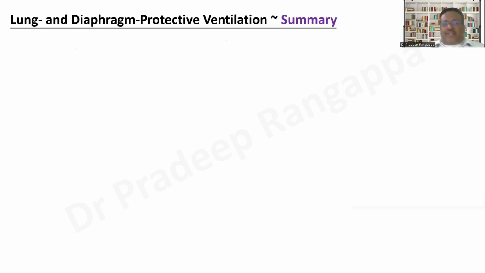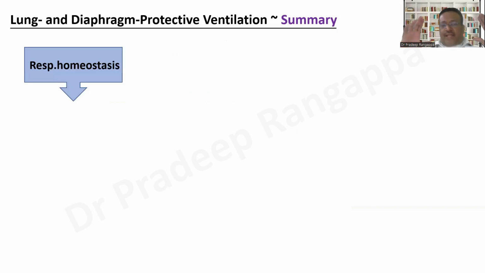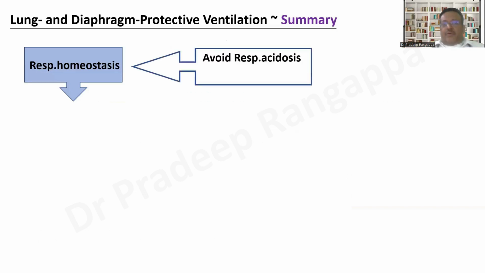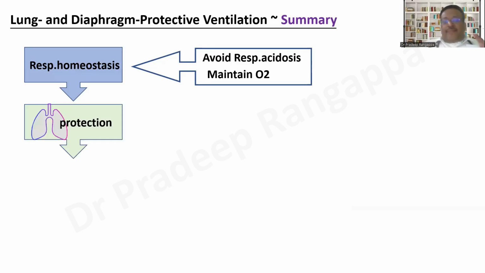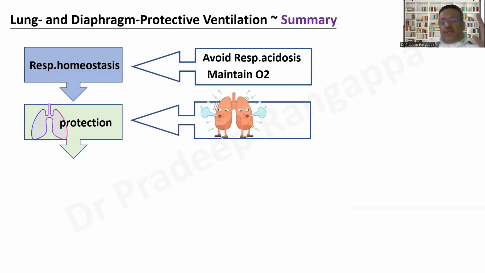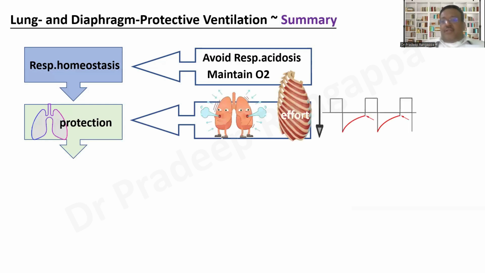So the last slide, the summary. I may have exceeded the time. So the lung and diaphragm protective ventilation, the first aspect of it is to attain respiratory homeostasis. For that, we need to avoid unnecessary or significant respiratory acidosis, and our whole goal should be to maintain normal or acceptable oxygen. The lung protective strategy, the whole effort is to reduce the lung stress, reduce the respiratory muscle effort, and to reduce asynchrony. These are the three key pillars of protecting the lung and the diaphragm.